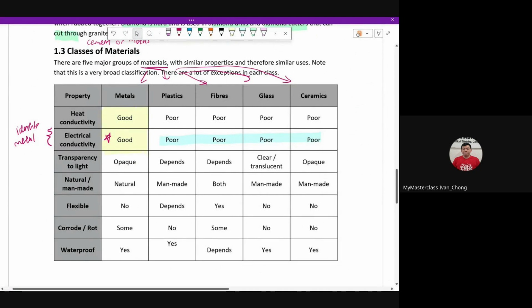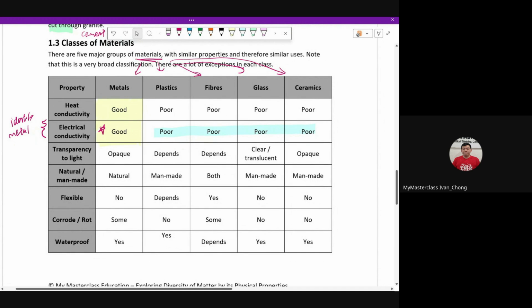Now, let's go down the list one by one. Transparency, plastics. If you look at your plastic bottles, some of them are transparent. If you look at plastic chairs, they are opaque. That's why the word here is it depends. Similarly, for your fiber, there are different types of fiber itself. Some of them can be transparent, translucent. So there is no correct way to say that you can confirm which material it is. Next, we can also make use of your man-made versus your ceramics and all that.